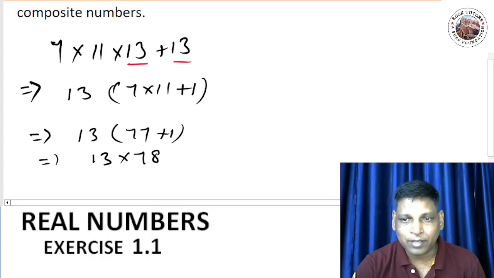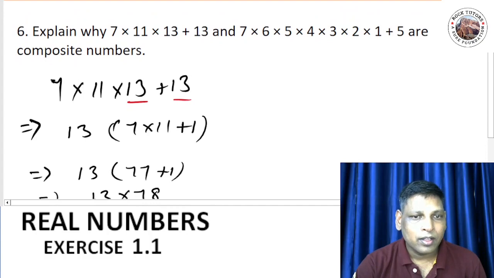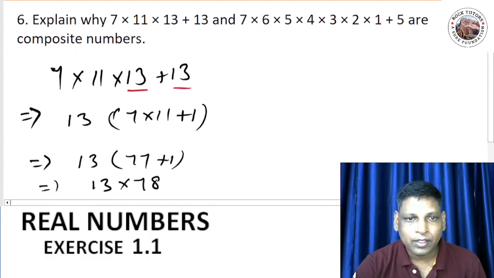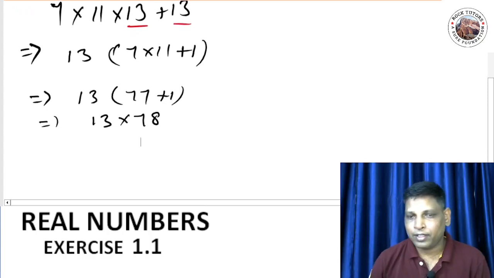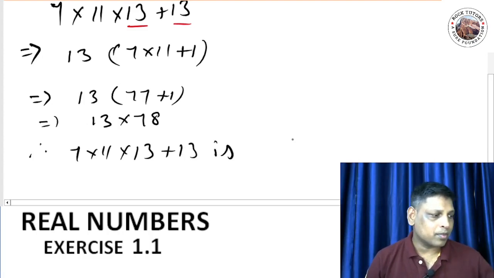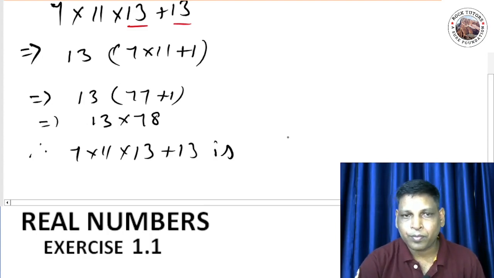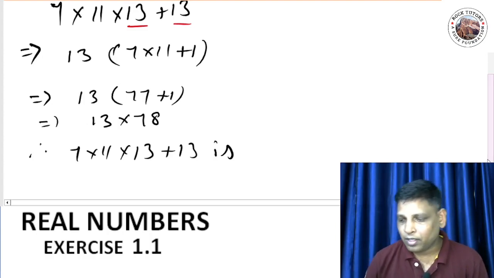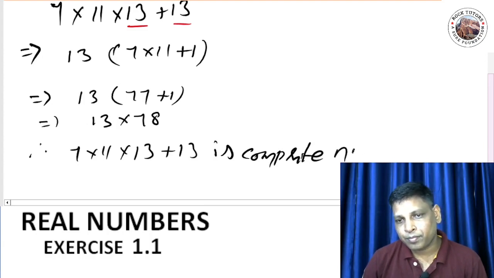So we have written the given number as a product of two numbers. Therefore we can say 7 into 11 into 13 plus 13 is a composite number.